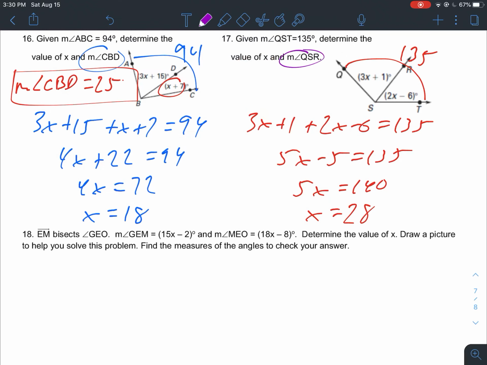Find the measure of QSR. So take that 28, put it back into here. 3 times 28 plus 1. We get the measure of angle QSR to be 85 degrees.